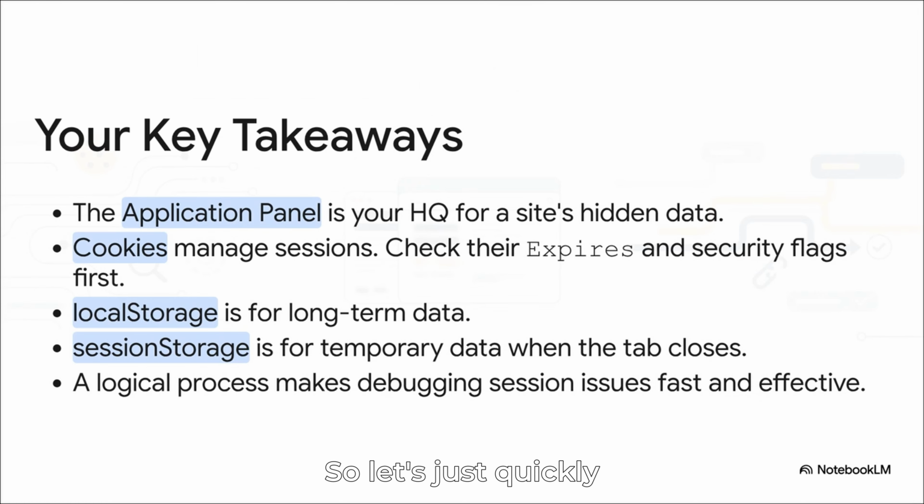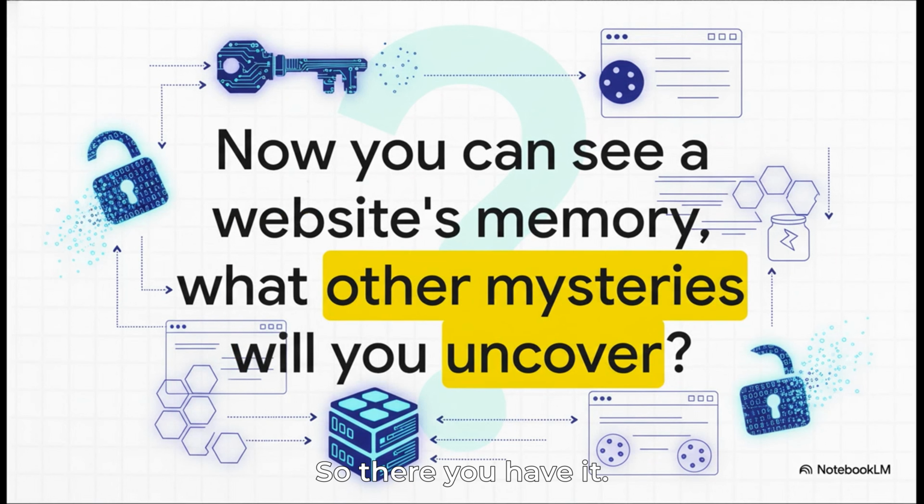So let's just quickly recap the essentials. First, the application panel is your headquarters for all of a site's hidden data. Second, when a session goes wrong, cookies are your prime suspect. Always check their expiration and security flags first. Third, remember, local storage is for long-term stuff, session storage is for temporary stuff. And finally, if you follow this simple, logical process, you can turn a really frustrating bug into a super quick fix.